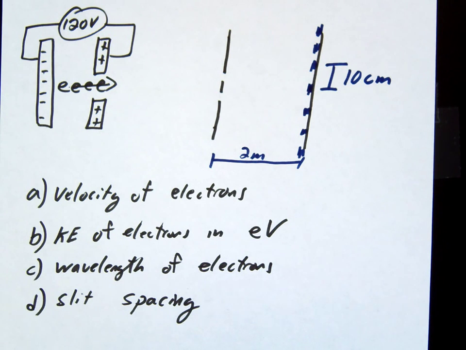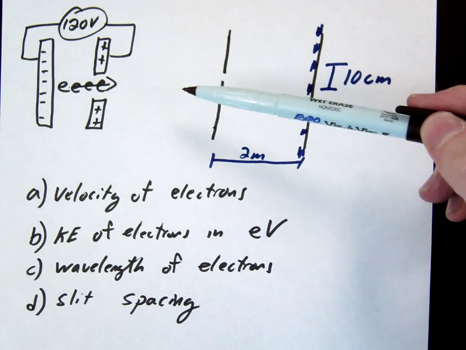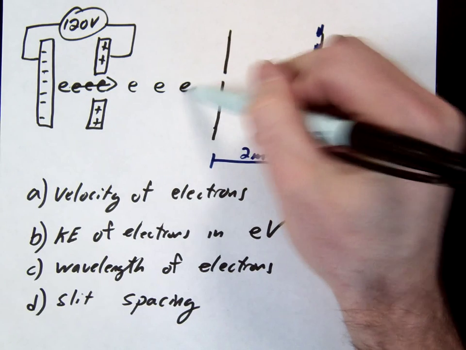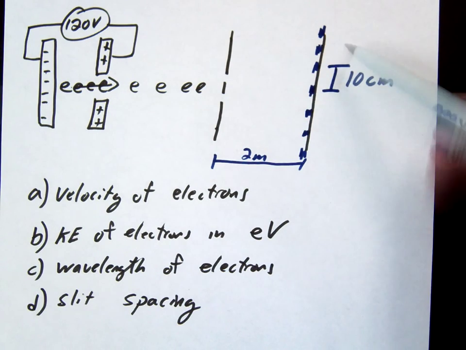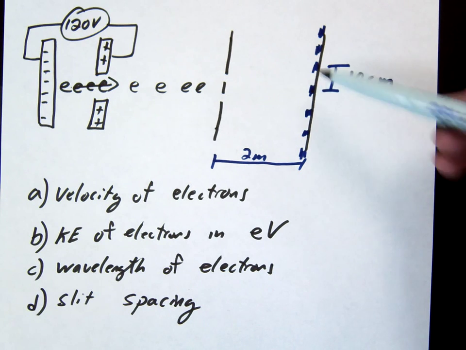Okay, so once again in this problem we have our parallel plates. We're going to accelerate some electrons through them. They're going to start moving. They're going to now enter the double slit situation, and then they're going to create this pattern on the back of high density, low density, high density numbers of electrons.